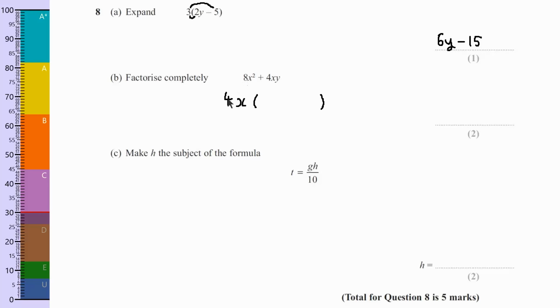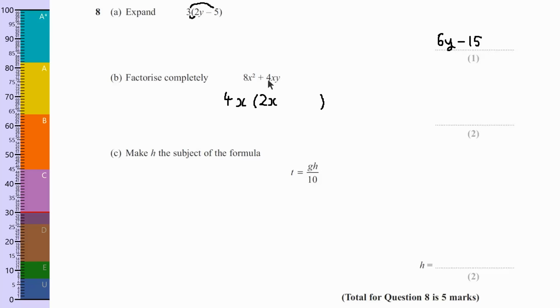So 8 divided by 4 is 2. And lots of people find it helpful to think about it as 4 times what is 8. 4 times 2 is 8. X times what is x squared? Well, x times x is x squared. So it becomes 2x.